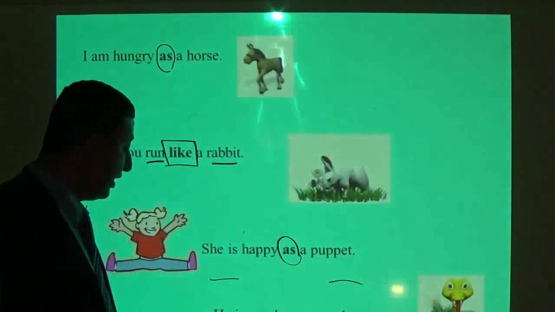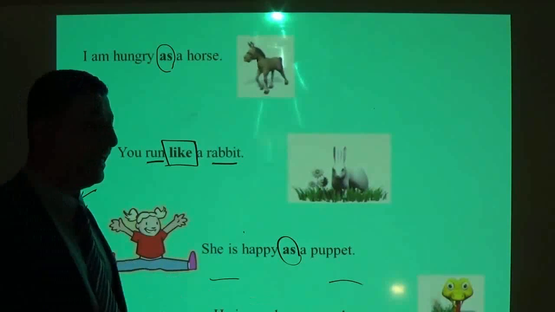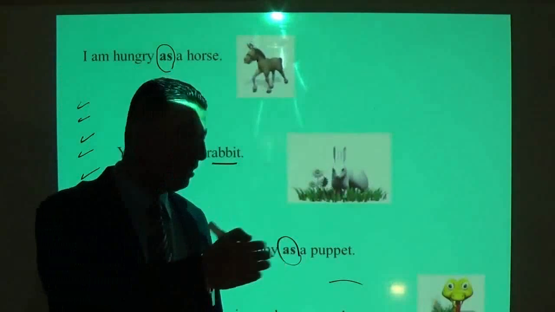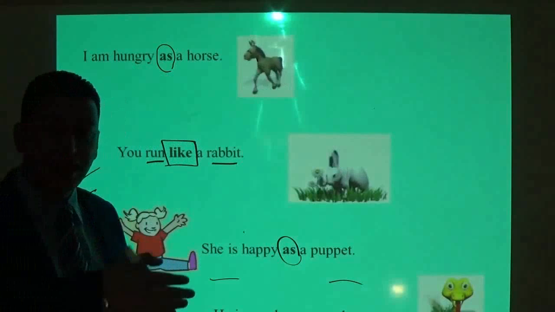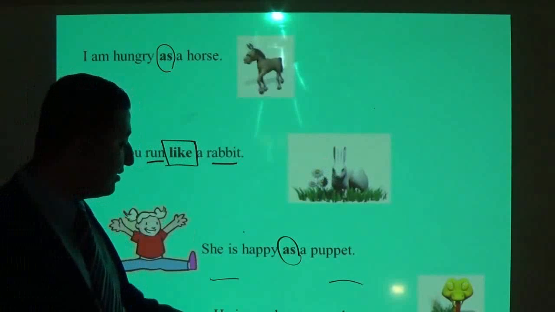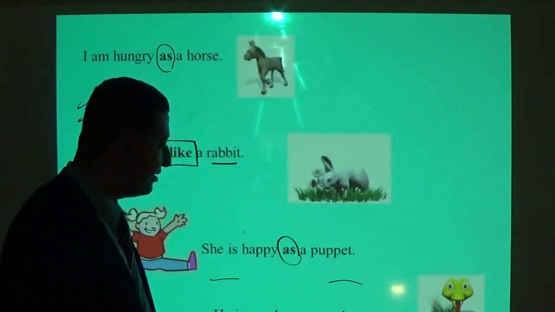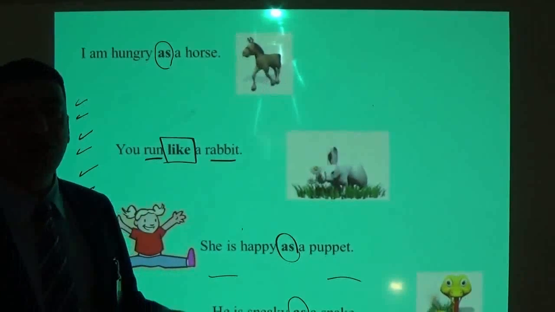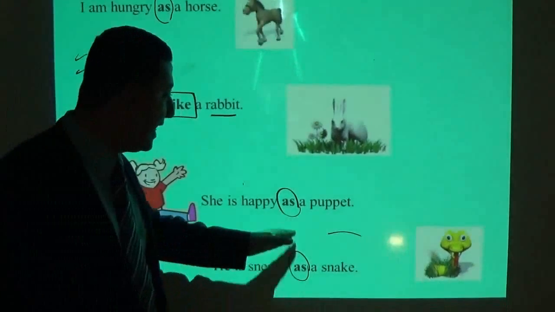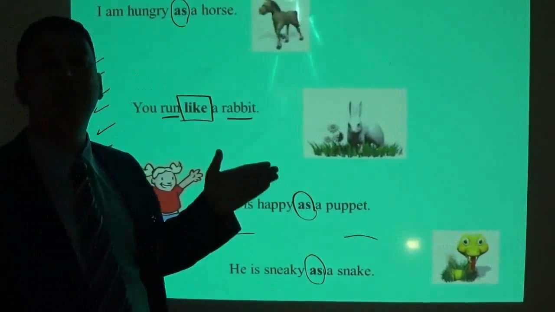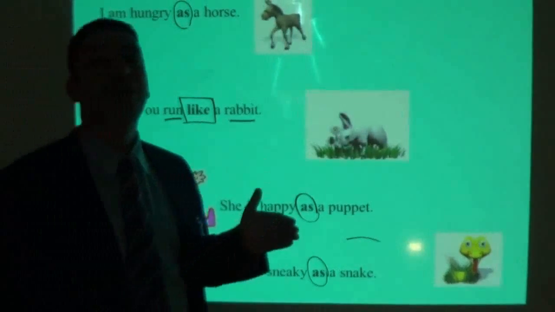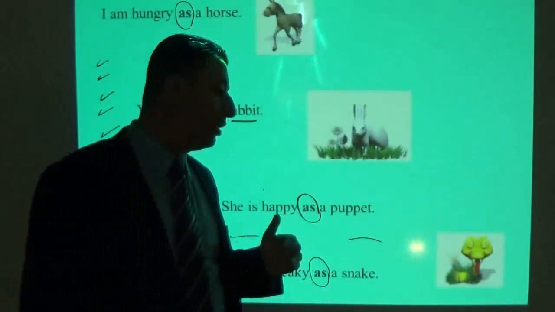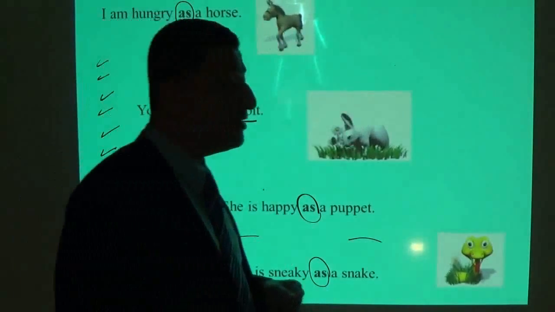The last sentence: he is sneaky as a snake. Sneaky means coming in a way that you can't catch it. He is sneaky as a snake. This is also simile. Why? We use simile when we use as or like. This is one of the figurative language. Okay? The next slide.